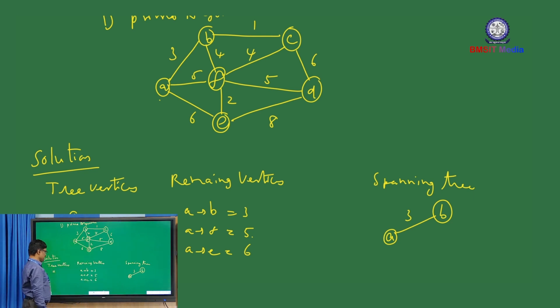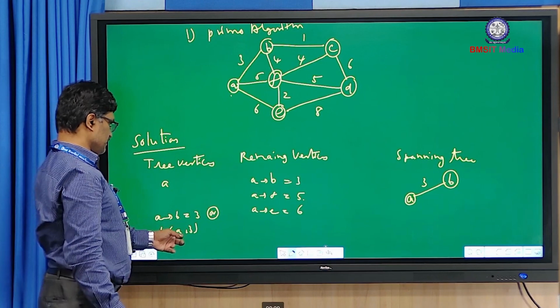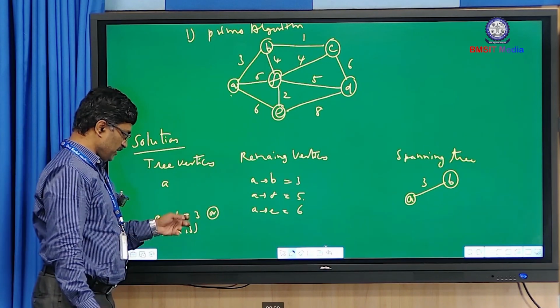Now the visited tree vertices are A to B, equal to 3. This way we can write it, or we can write B of A equal to 3. Both ways are fine, so you can write it either way.